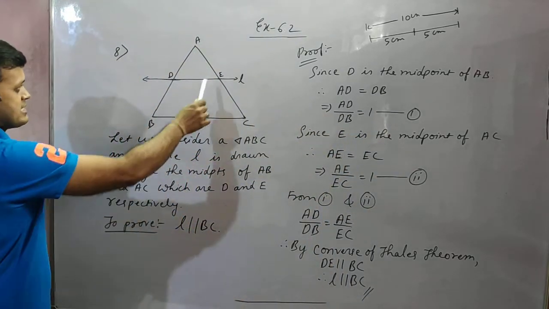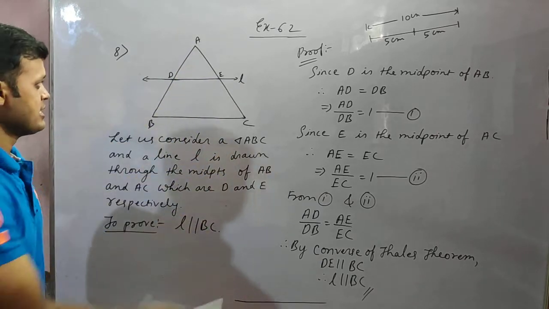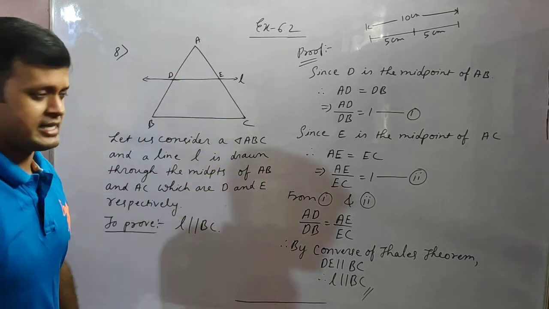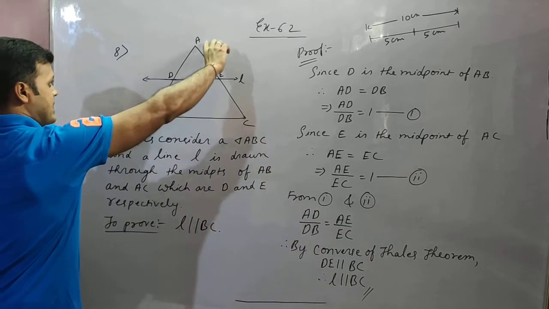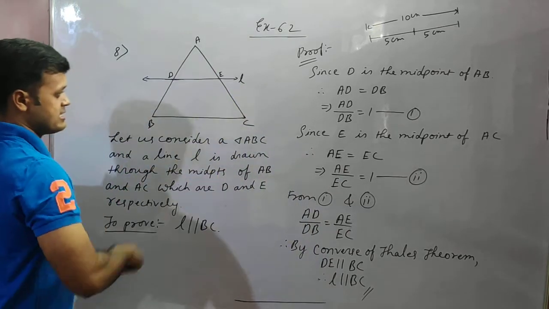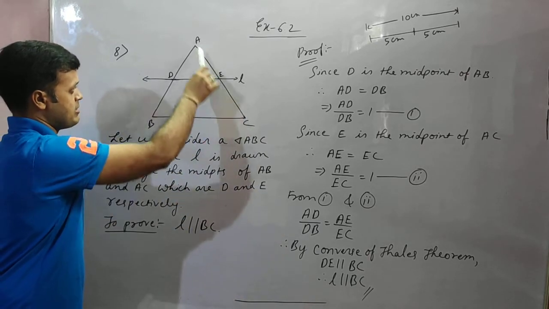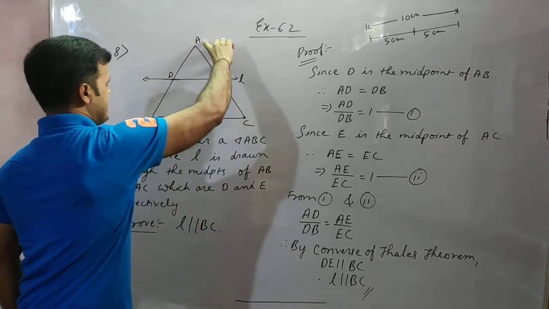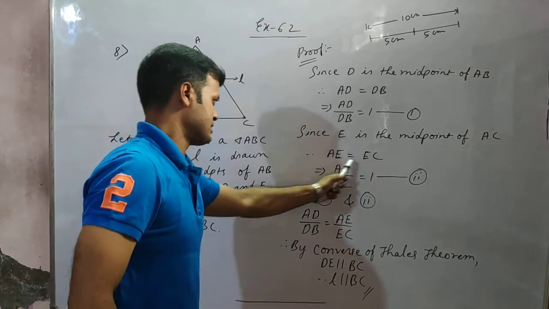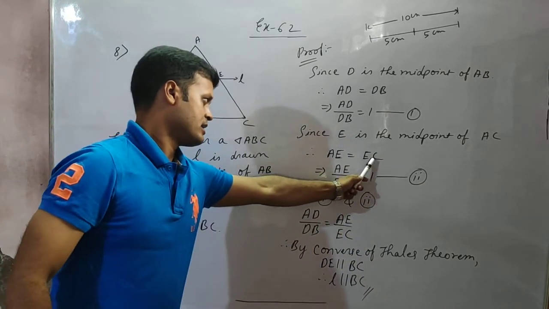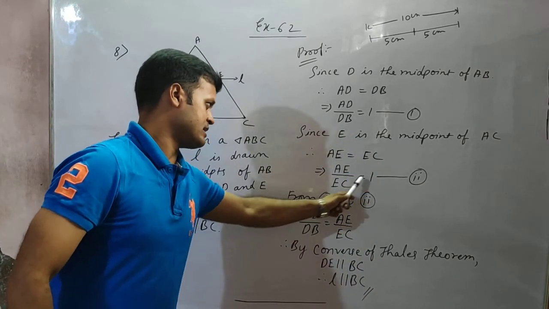Now you see, since E is the midpoint of AC, students, therefore we can easily write AE is equal to EC. Look very carefully. Since E is the midpoint of AC, therefore AE is equal to what? EC, right? Now if I bring EC down, then AE by EC will be equal to what?